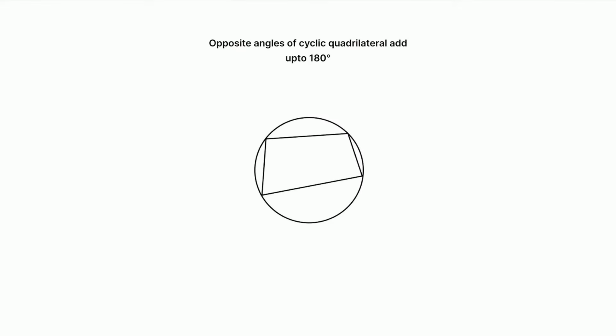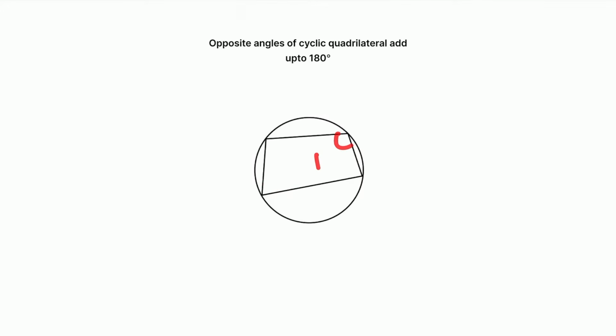So the next theorem, opposite angles of a cyclical quadrilateral add up to 180. Okay, so what you want to be aware of with this rule is a cyclical quadrilateral is one where all 4 points touch the circumference. If all 4 points do not touch the circumference, it's not a cyclical quadrilateral. Then opposite angles in these add up to 180.